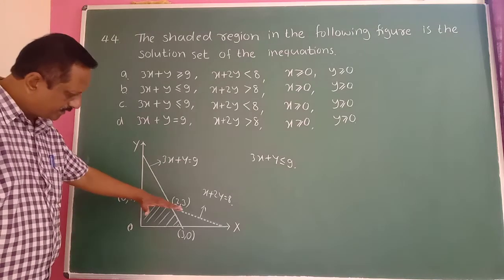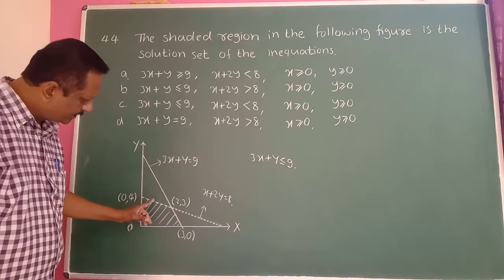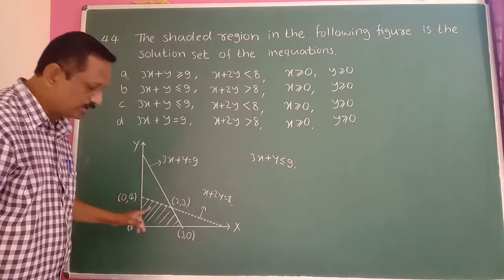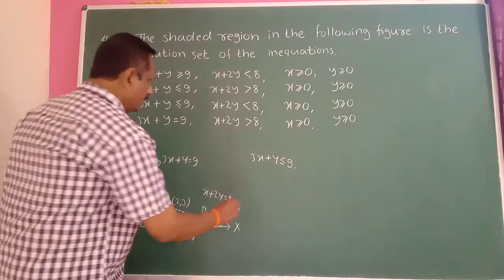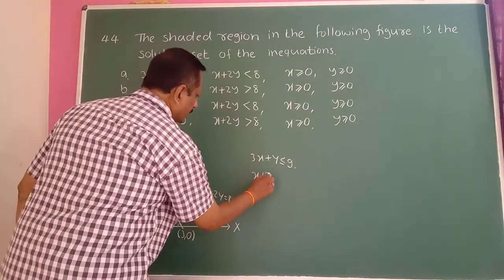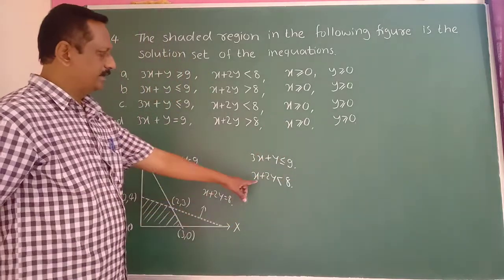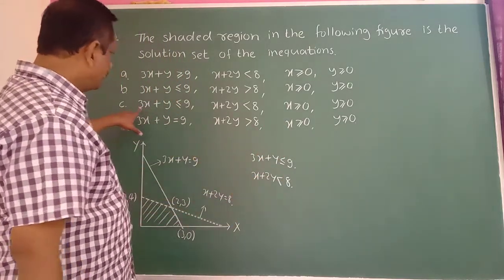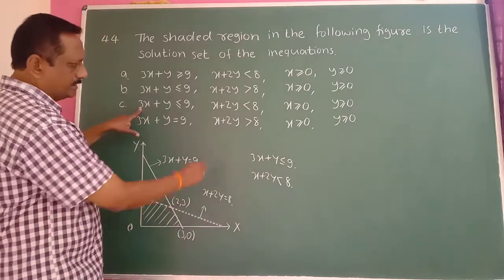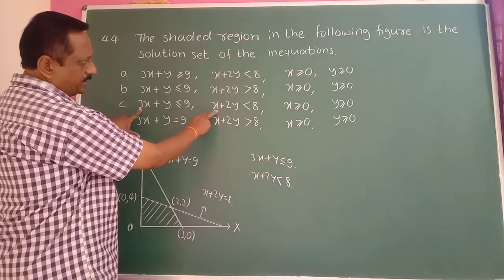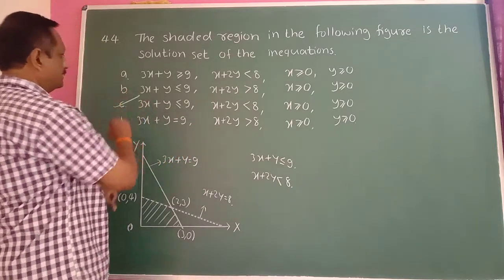Even here also the shading is below the line, but here a dotted line is there. Here it is a dotted line. Hence, here x plus 2y is strictly less than 8. Therefore, 3x plus y less than or equal to 9, x plus 2y less than 8 here. So the third option is correct here.